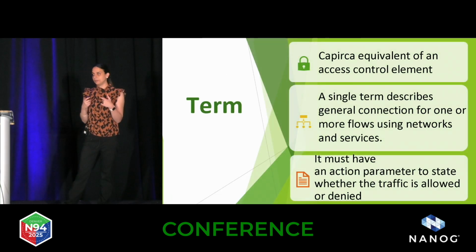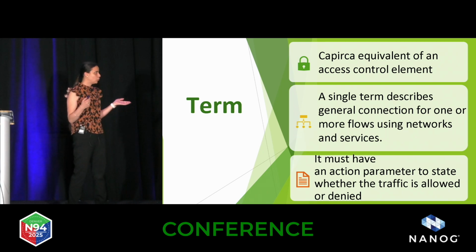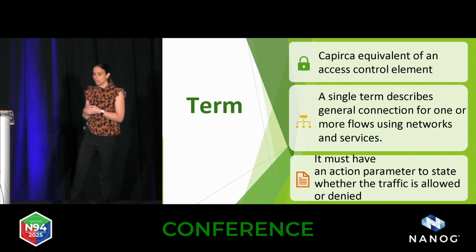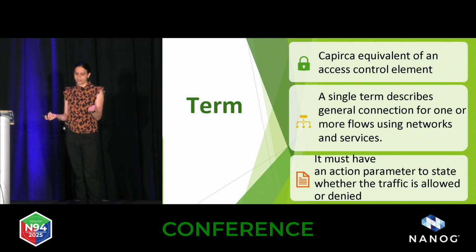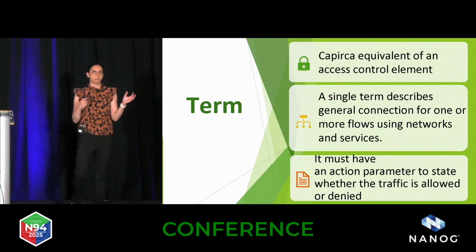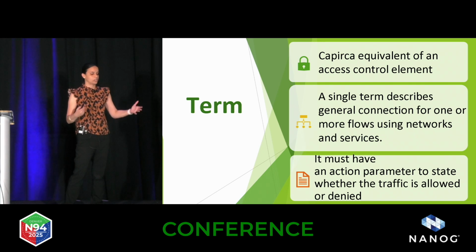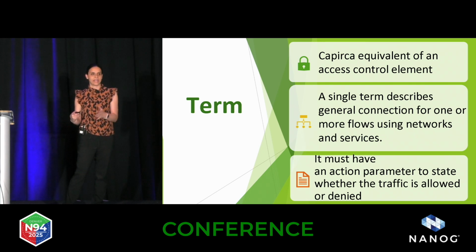Next is a term. A term is the Capirca equivalent of an access control element. A single term describes general connection for one or more flows using networks and services. A term should always have an action parameter, which helps us decide whether or not this traffic is allowed, denied, policed, or just moved on to the next action.